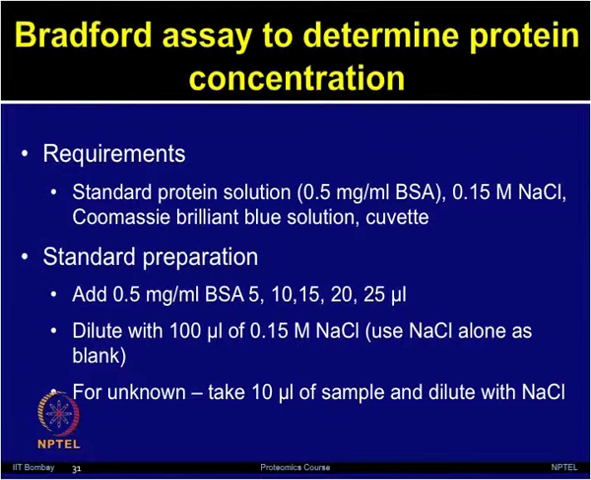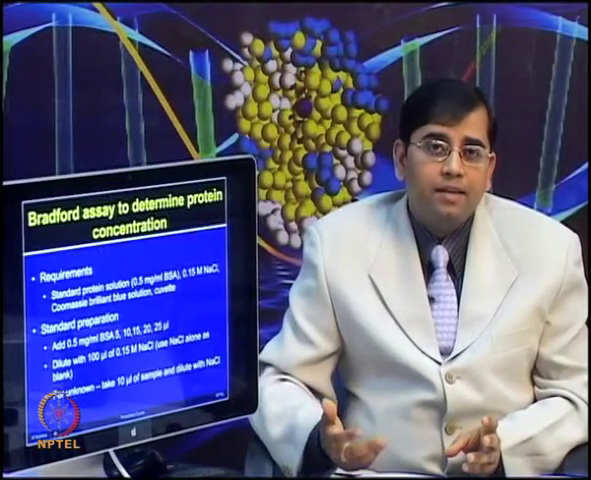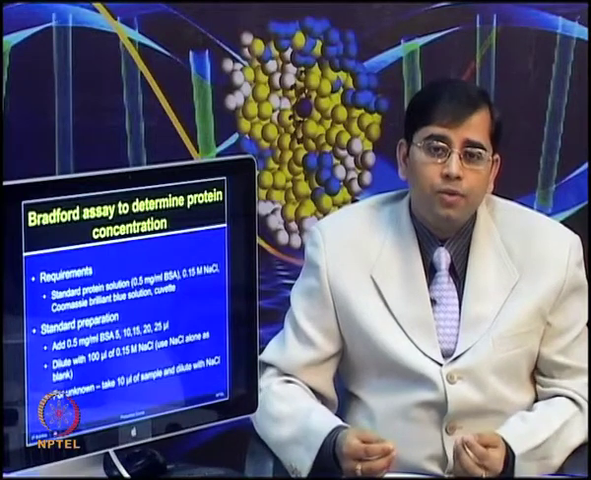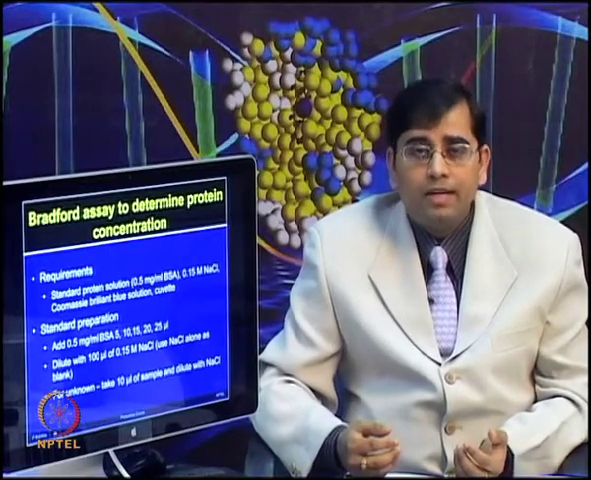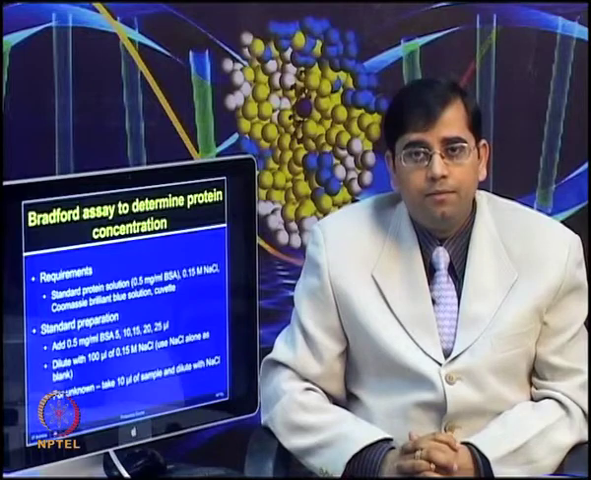For the unknown samples for which you want to determine the protein concentration, you can take 10 or 15 microliters of the sample and dilute with the sodium chloride. Then the same treatment can be performed for this whole experiment. Now, if your unknown is giving you absorbance higher than your standard preparation series, it is a better idea to try different dilutions of your unknown sample, because it has to fall within the standard curve of the standard dilutions you have taken.